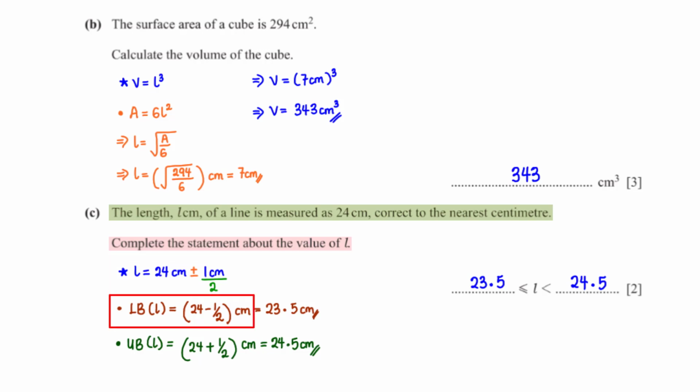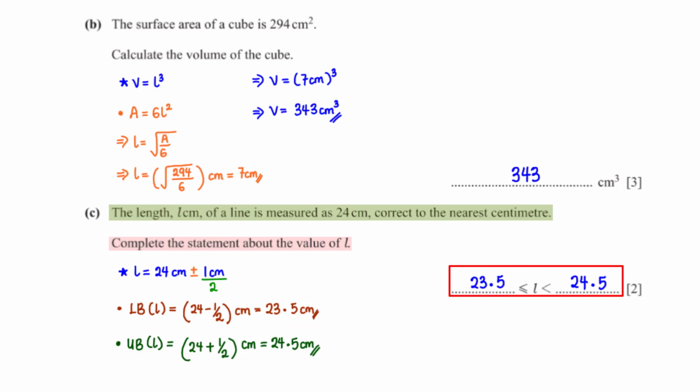The lower bound of L is 24 minus 1 over 2 centimeters, which is equal to 23.5 centimeters. And the upper bound of L is 24 plus 1 over 2 centimeters, which is equal to 24.5 centimeters. So we have L is greater than or equal to 23.5 and less than 24.5.